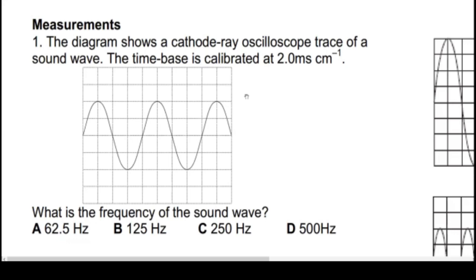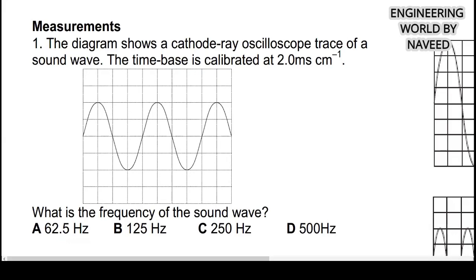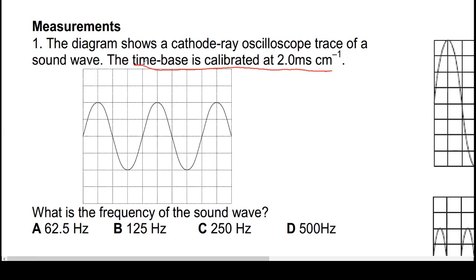So let's start from the first MCQs. The first MCQ is from chapter 1, A level chapter 1. The diagram shows a cathode ray oscilloscope trace of a sound wave. The time base is calibrated at 2 millisecond per centimeter.